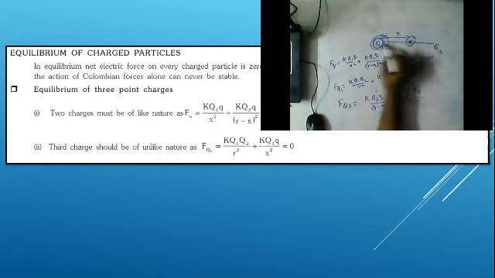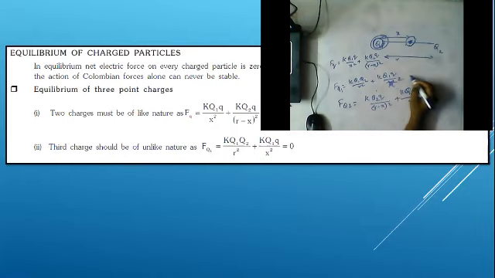Now, in order to be in equilibrium, this equation should be equal to 0. This equation should be equal to 0. They have to satisfy this. Then only the net force in the system will be 0. Okay guys, I hope you understood. Now we will solve two problems based on this. Then after, we are ending our session.